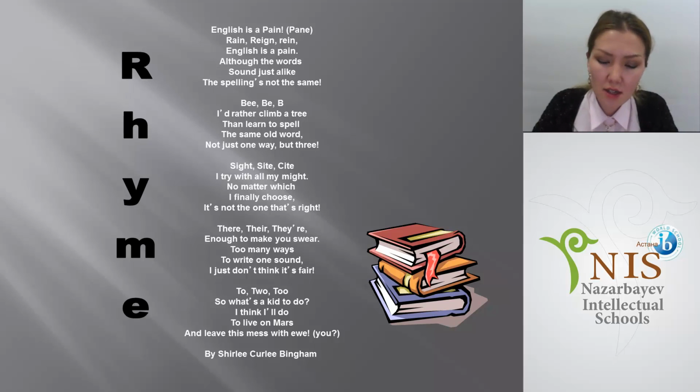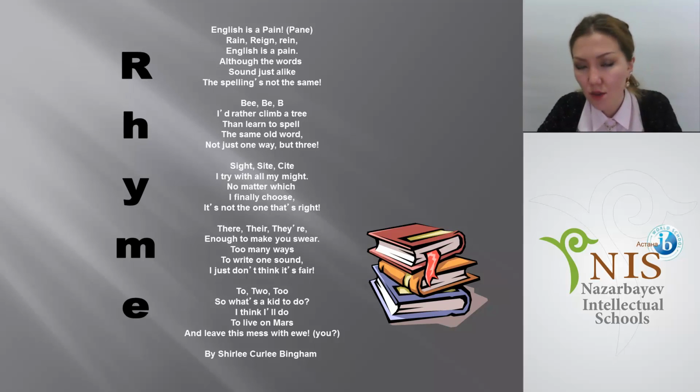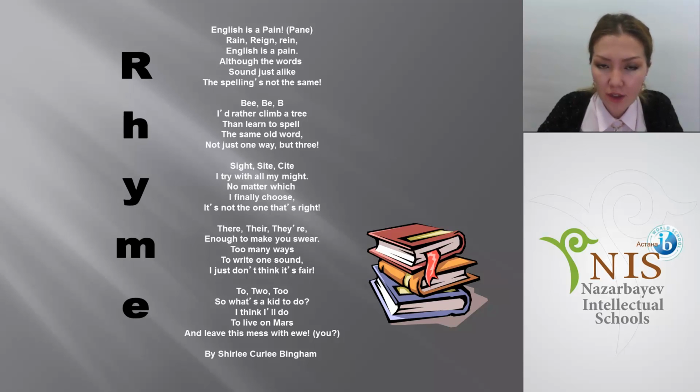And by the end you can see that there are some sounds and words that complete the rhyme. For example, pain and same in the first stanza. The second stanza, tree and three. The next stanza is might and right. The fourth stanza is swear and fair. And the last one is do and you, and also two and do. So this is the clear example of rhyme.